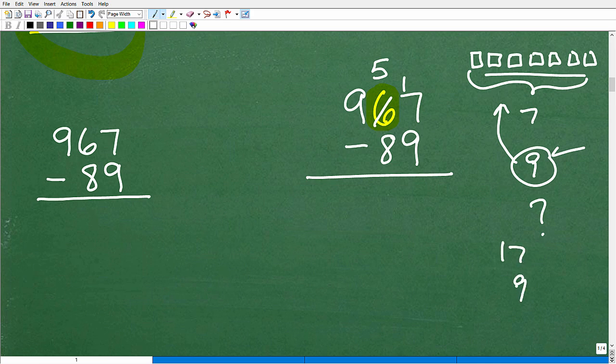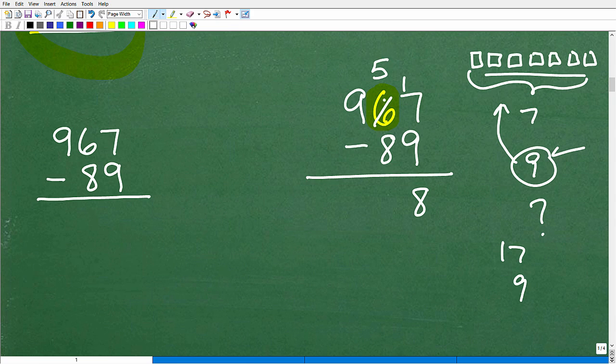Now, can I take 9 away from 17? Absolutely. Yeah, what's my answer there? Well, I believe that answer is going to be 8. Okay. All right. So 9 take away 9 from 17 is 8. Okay, so now I'm good here.